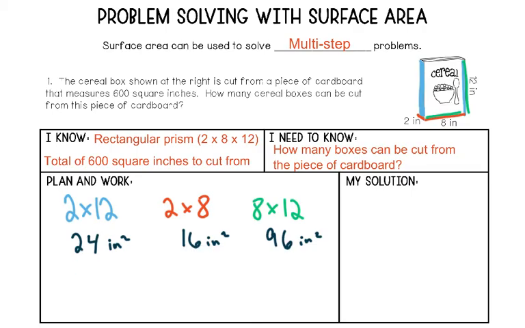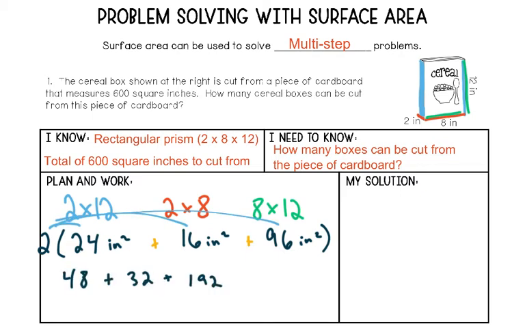So I'm going to go ahead and do that now. You could also do it at the very end. I'm going to write the 2 on the outside of the parentheses. I don't need to add these up to find the surface area, and I'm going to multiply that 2 and distribute it to each of these terms on the inside. When I do that, I get 48 plus 32 plus 192, which gives me a sum of 272 square inches, and that's my total surface area. So there's multiple ways you could have done that, but you should have landed on 272.